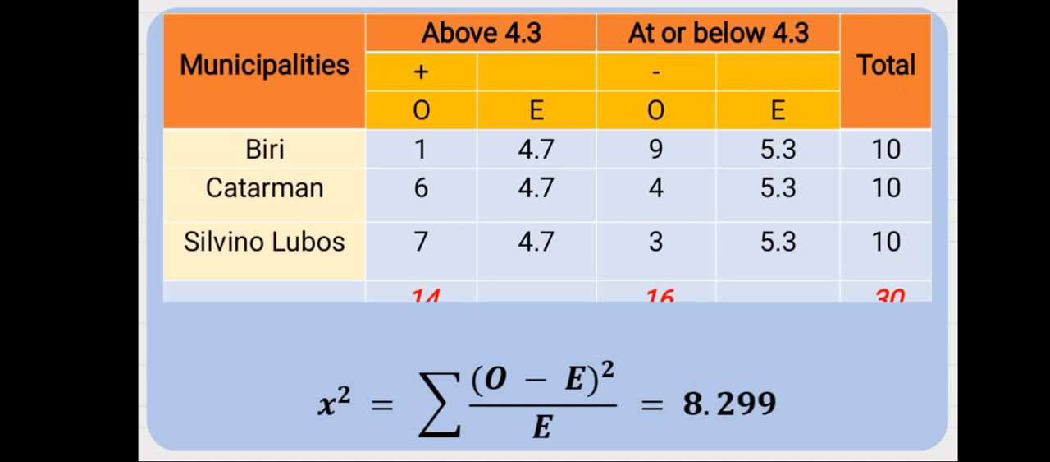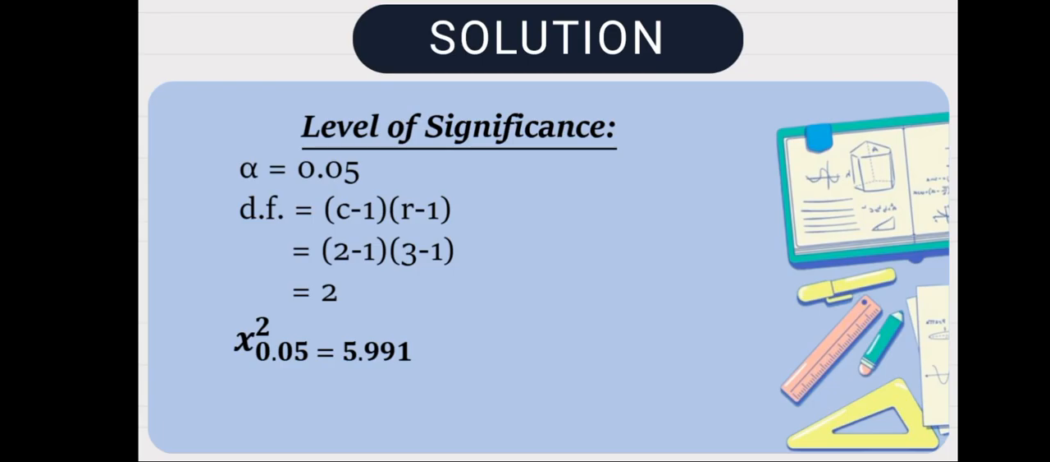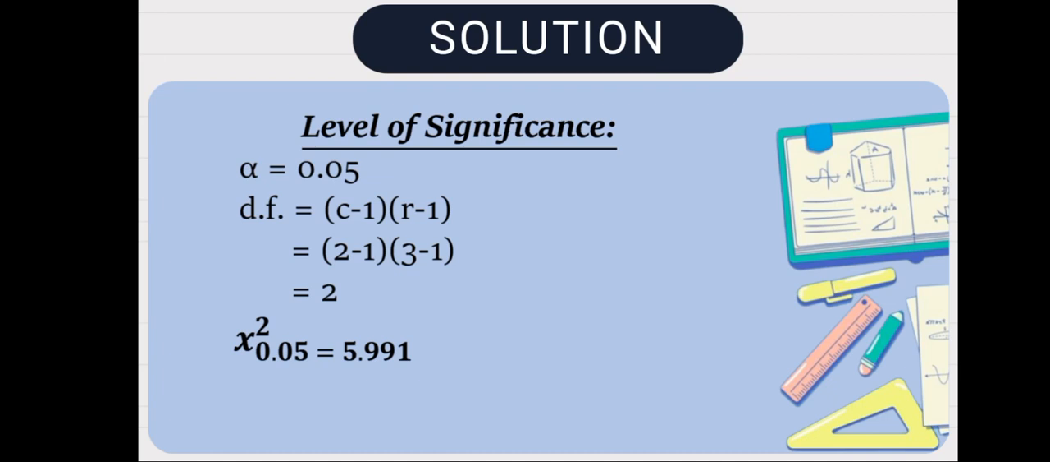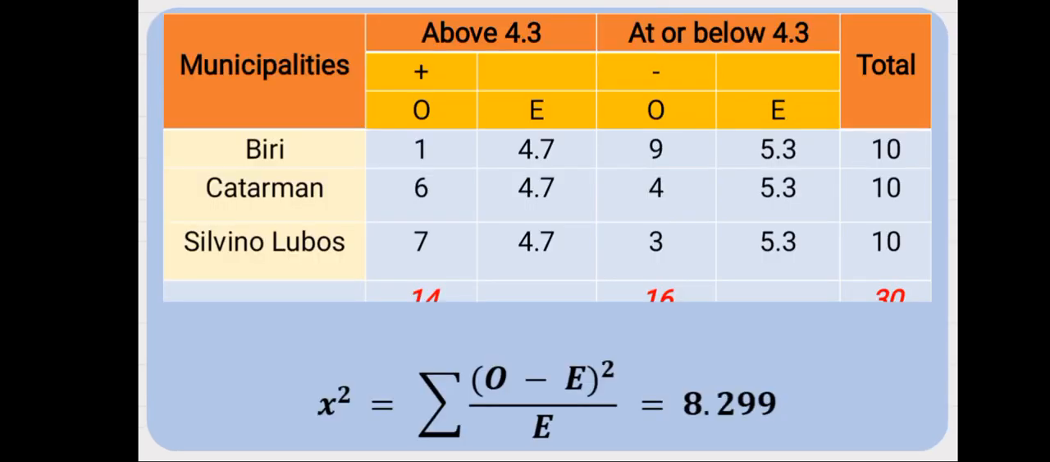So, next computation. So, ari na ta nagbase sa katong nakuha nato sa degrees of freedom. So, nganong duha ra man to ka row og column. So, atong balikon bi. So, ang column day nato kay duha. So, kana duha above 4.3 and below 4.3. Then, ang row nato kay tulo. Kanang Berry, Caterman, Silvino Lobos.